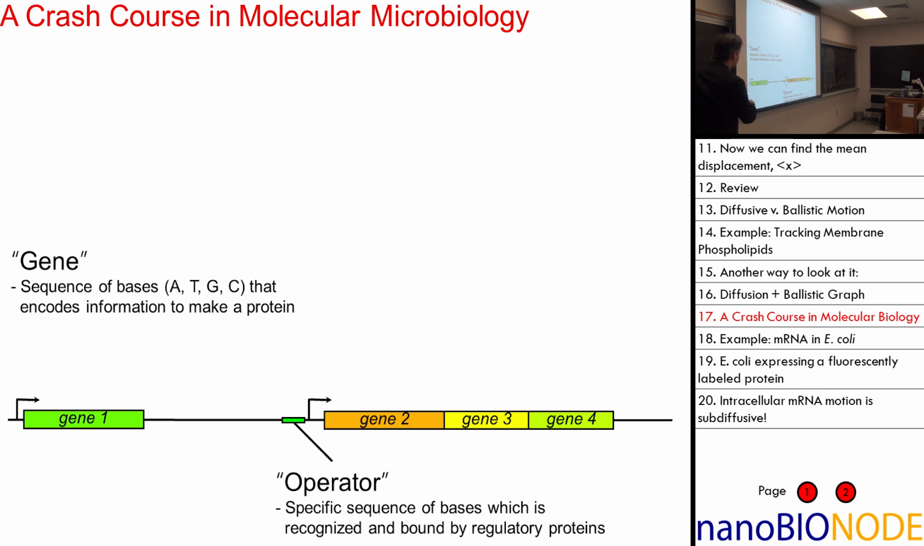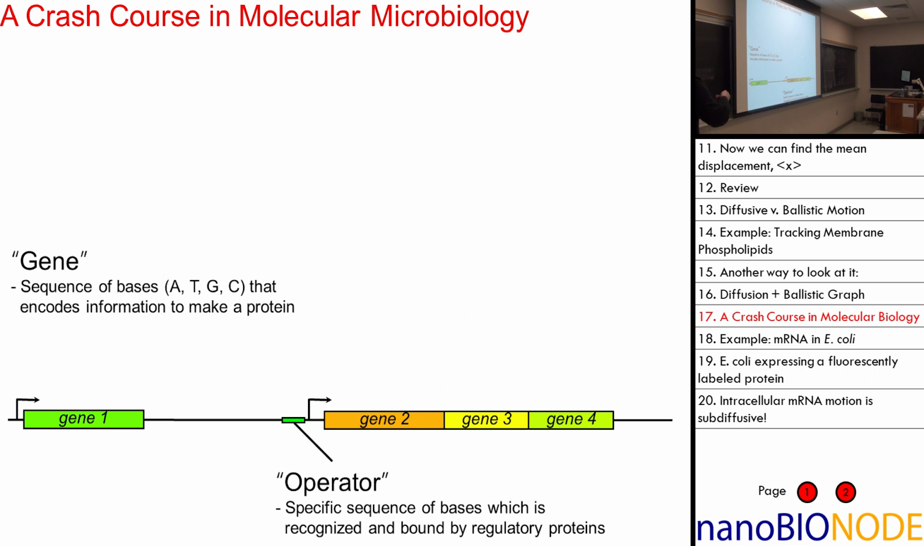This little green box here is what's called an operator. This is a specific sequence of base pairs, just like a gene. But rather than encoding a protein, all this specific sequence does is act as a target for binding other proteins. Some proteins will come in here and bind to this specific sequence, and that will control expression of these genes. And I'll give you an explicit example of this if we have time, which we almost certainly won't.